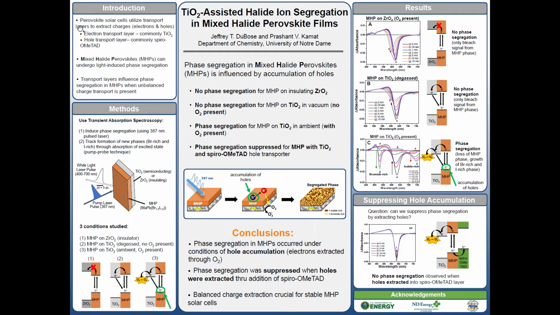So as you probably know, perovskite solar cells utilize transport layers to extract charges, i.e. electrons and holes. For example, the electron transport layer can be something like titanium dioxide, TiO2, and the hole transport layer can be something like spiro-MeOTAD. Now in the case of mixed halide perovskites, they can undergo light-induced phase segregation, which is deleterious to their optoelectronic properties and is generally something we want to avoid.